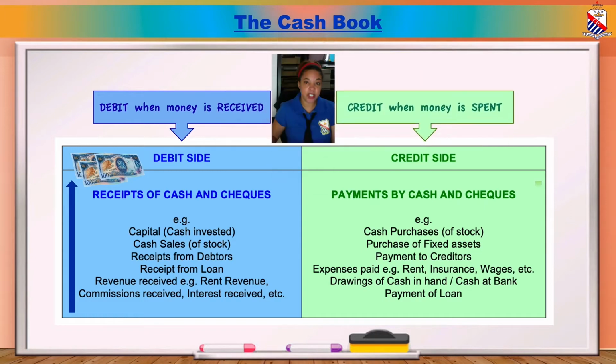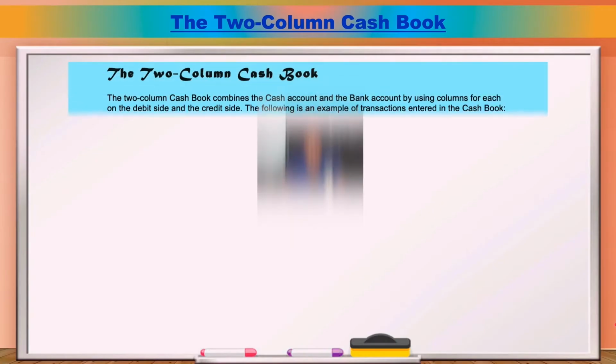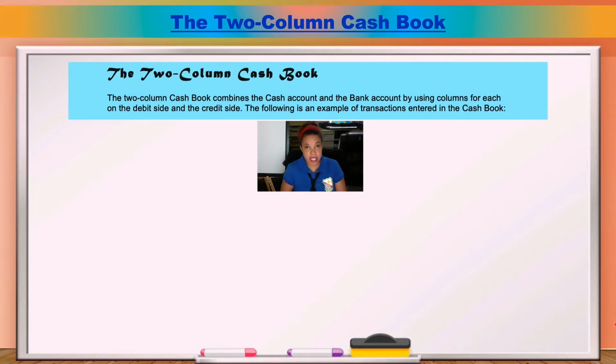And whenever you spend money, decrease money, reduce the amount of money in terms of cash in hand and cash at bank, that means you're going to credit it. Credit the cash book, write it on the credit side. So we first start with the simplest of the cash books. The simplest of the cash books would be what we call a two-column.